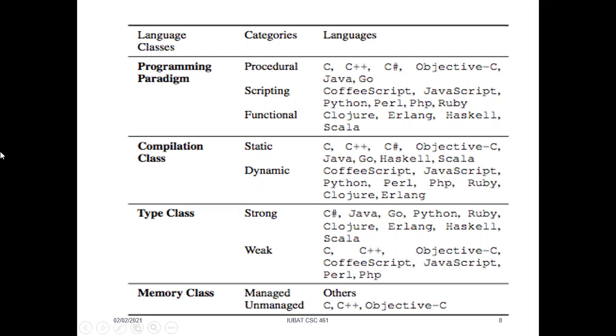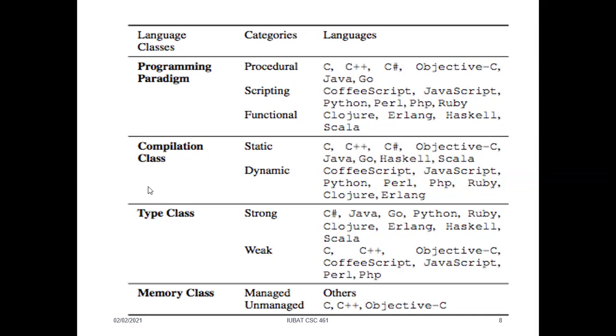So as you can see, we have different programming language classes. The first one is the procedural programming language, that is C, C++, C Sharp, Objective-C, Java, and Go. Then we have the scripting programming languages, that is Python, PHP, Perl, Ruby. Then we have the functional programming languages that you don't use that much. Then you have the compilation class.